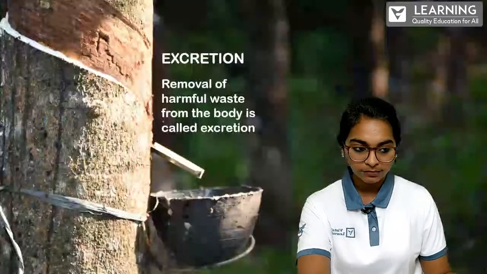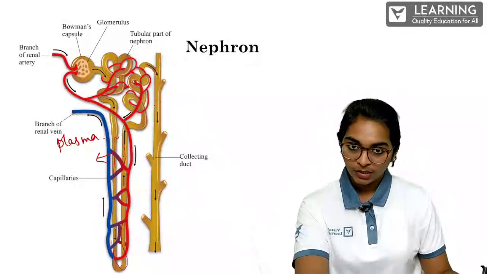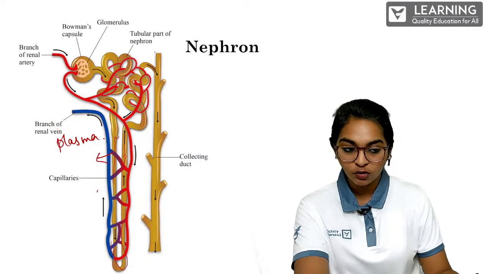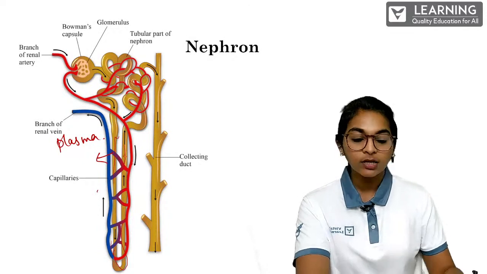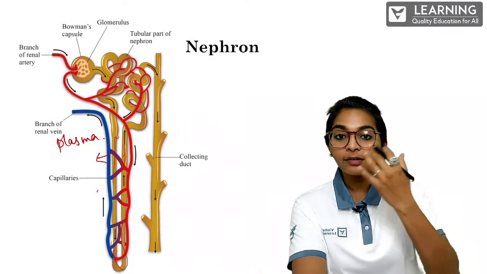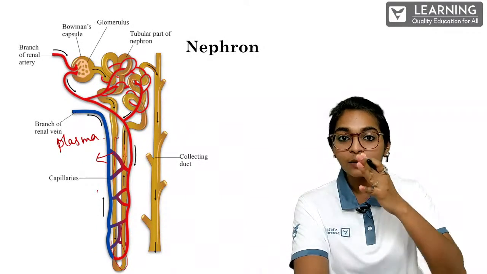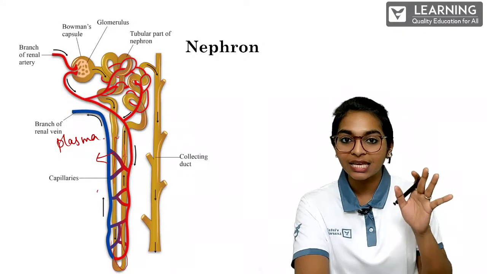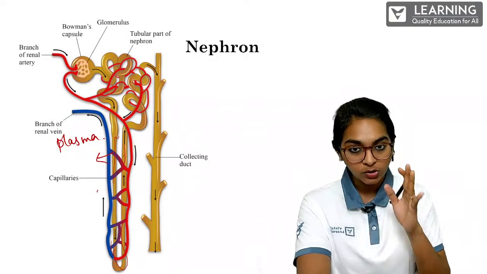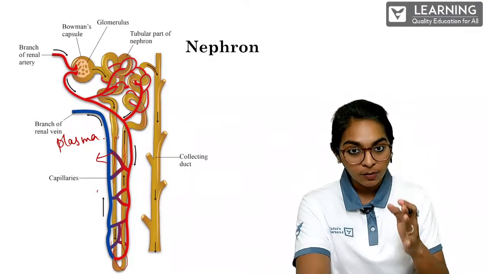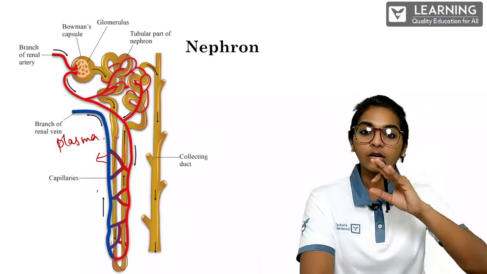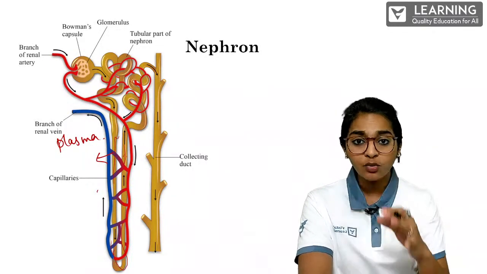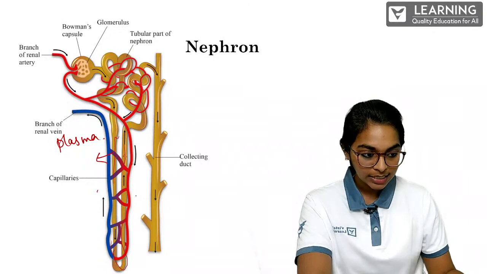Is this clear again? Henle's loop is clear, and all this tubular part of the nephron is also clear. Simple, right? So it absorbs a lot of water, and from the water, it separates the salt. That is the main process happening in the nephron. It absorbs the water first, and from the water, it separates the salts. Urea it separates, and also some water, and it gets collected in the collecting duct.